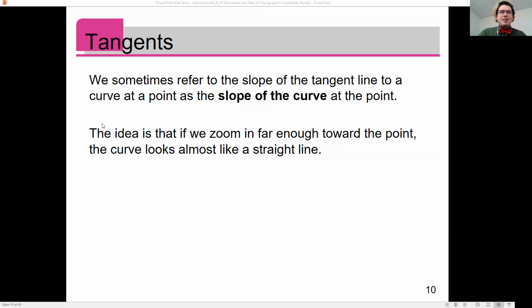Now, this slide is saying if we zoom in far enough towards the point, the curve almost looks like a straight line. This is exactly the picture that I was showing in my previous video with the magnifying lens. So I find that to be a very helpful picture to keep in mind.